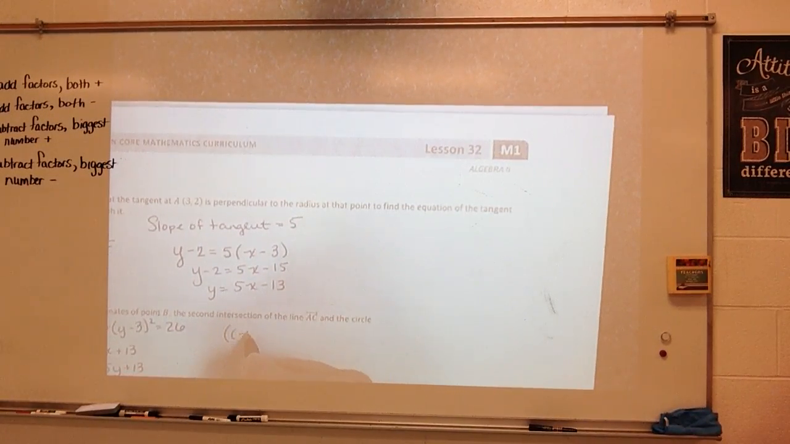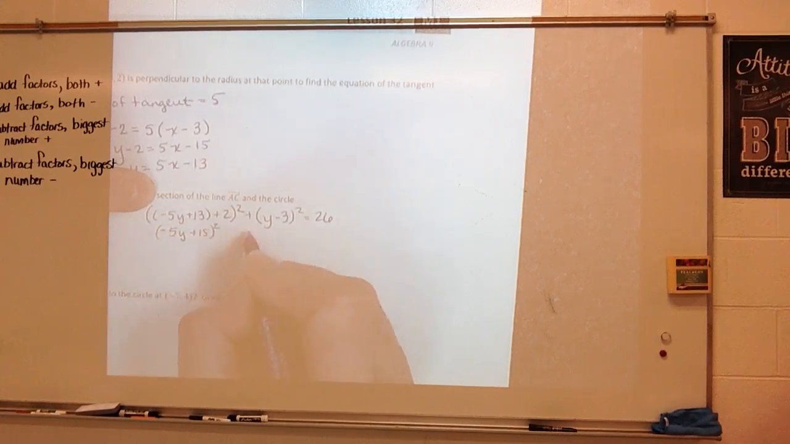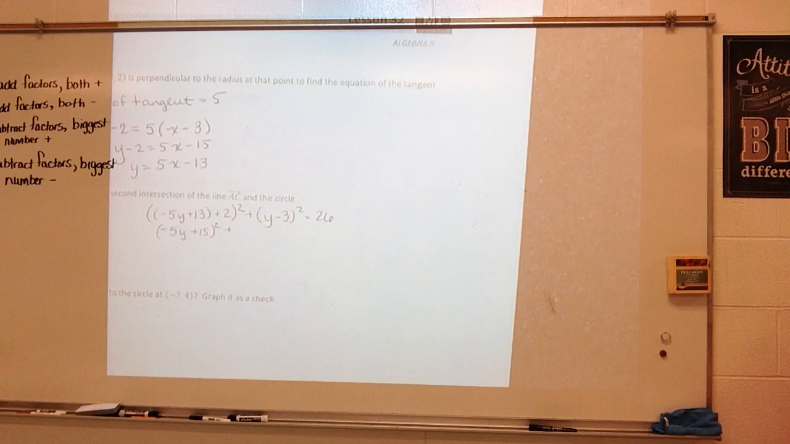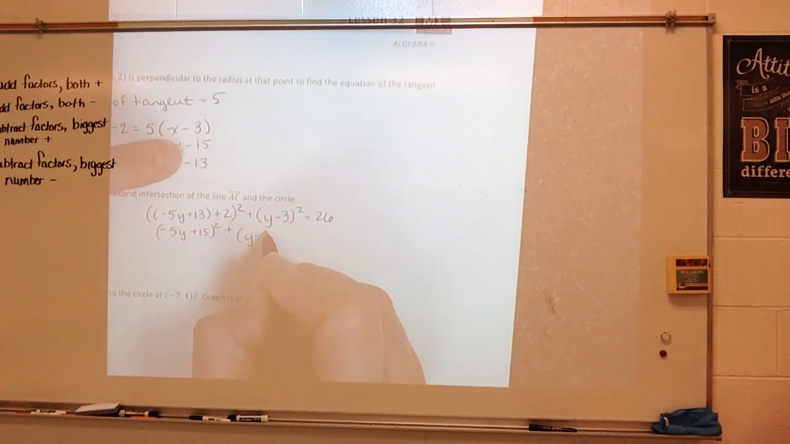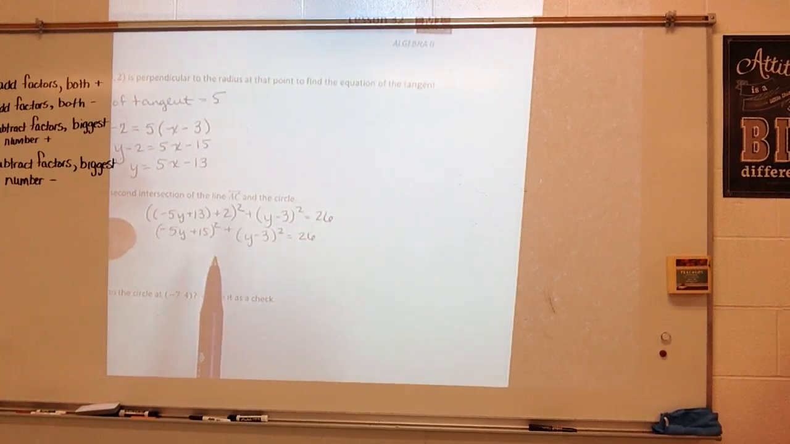So I get (negative 5y plus 13 plus 2) squared plus (y minus 3) squared is equal to 26. All right, so I get (negative 5y plus 15) squared plus (y minus 3) squared is equal to 26. All right, so I'm trying to find the coordinates of the second point. Go ahead and with this one, we're going to have to solve it out.